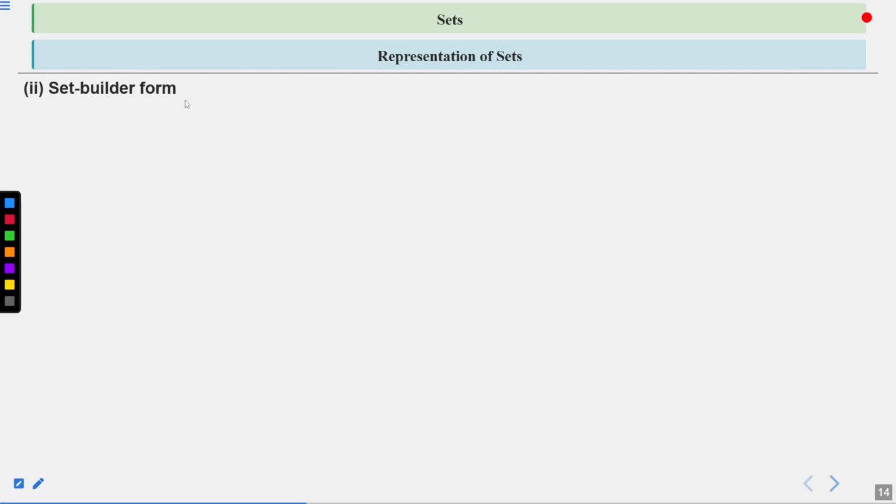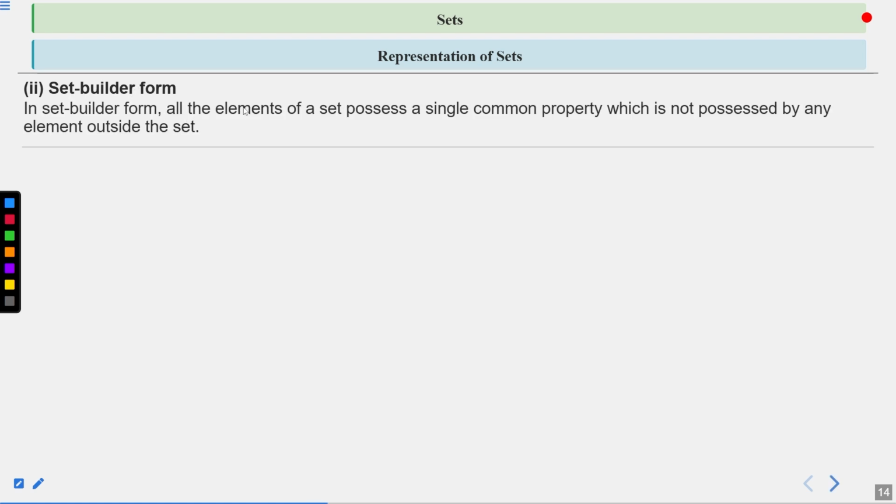Now, another form is set builder form. What we just saw was roster form. Now we are seeing set builder form. What do we mean? It is very simple. All the elements of a set possess a single common property which is not possessed by any element outside the set. Simple. If it is not clear from this definition, it will be clear after seeing some examples.